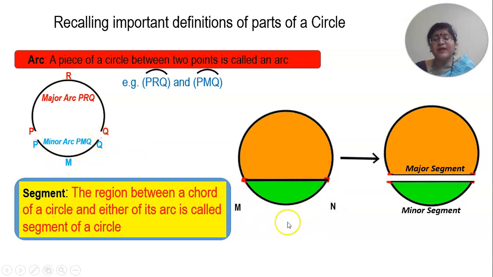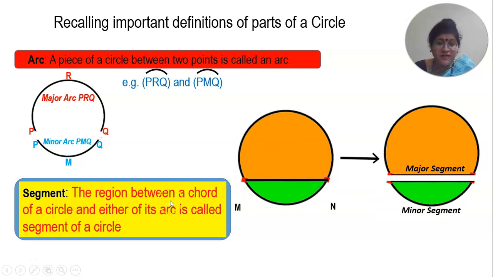Now, segment of a circle. This is very, very important. What do you mean by segment of a circle? In this circular region, MN is the chord. It is the chord of the circle that divides the circle into segments. Here, segment doesn't mean a line segment. It means a region. So this region in green is the minor segment, and this region in mustard is the major segment, because the chord divides the circle into segments.